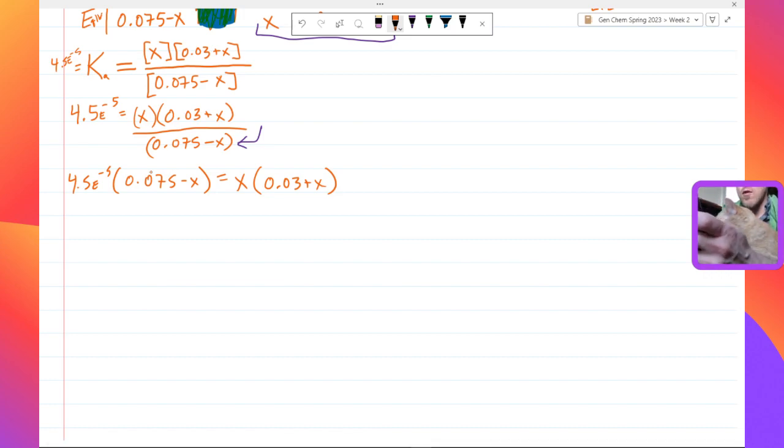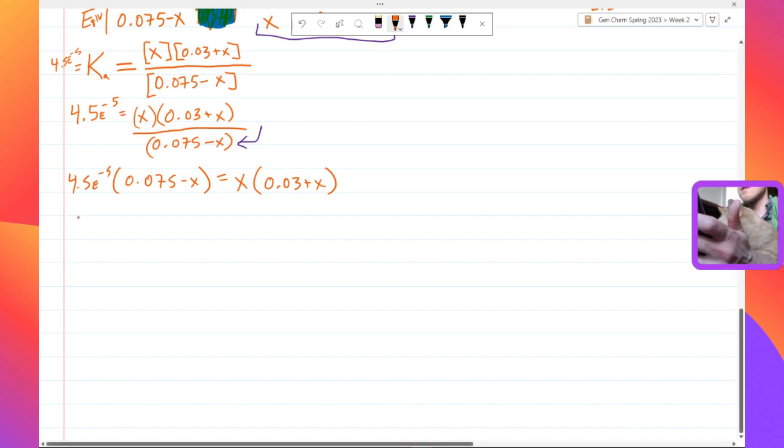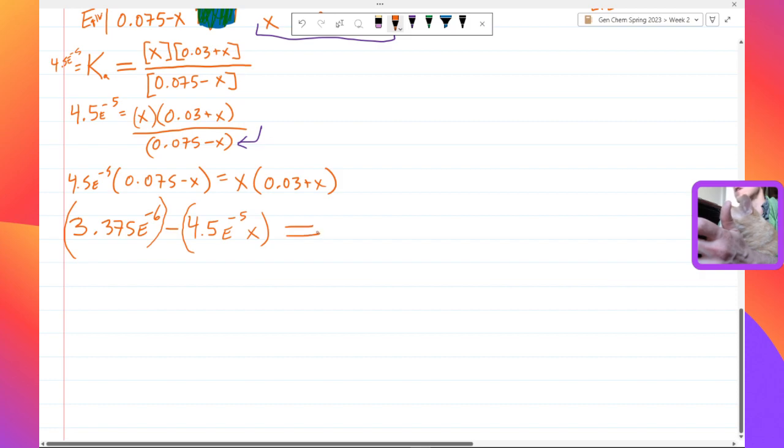TI-84 here. 4.5 times 10 to the minus fifth times 0.075 equals 3.375 times 10 to the minus 6. So we've got 3.375 times 10 to the minus 6th. And then the 4.5 times 10 to the minus 5th just multiplies by the x straight up when we distribute that. Okay, so that's a term. That's a term. That is the left side of the equation as we're rolling with it.